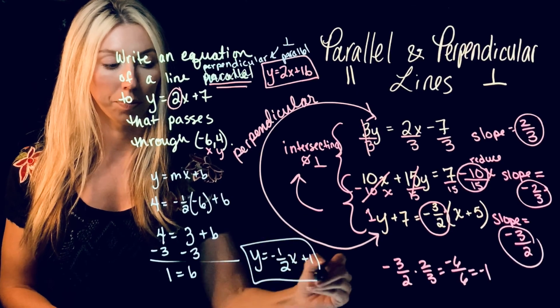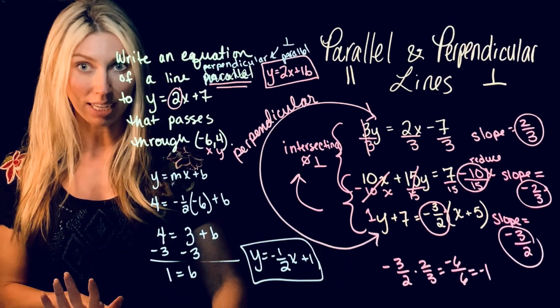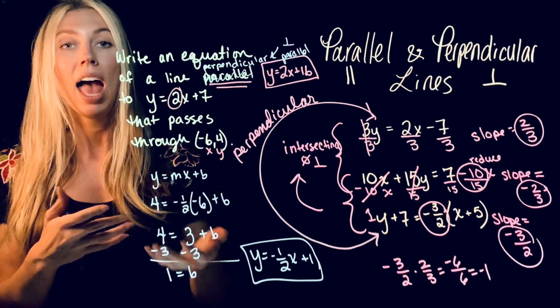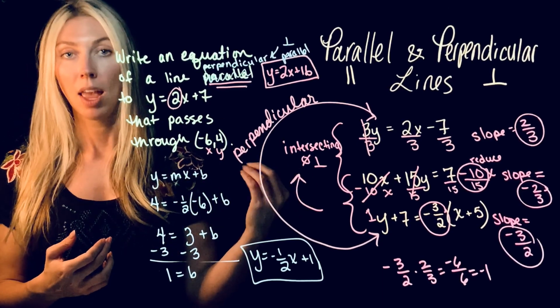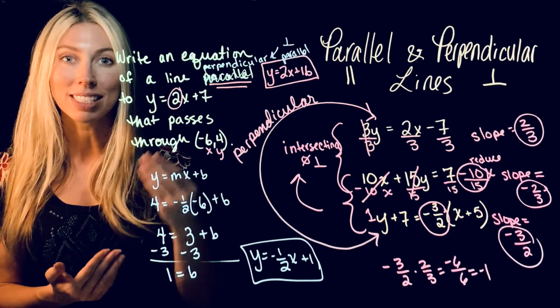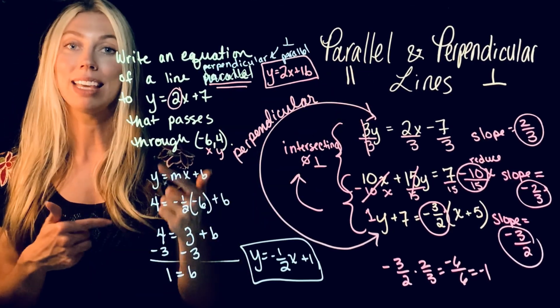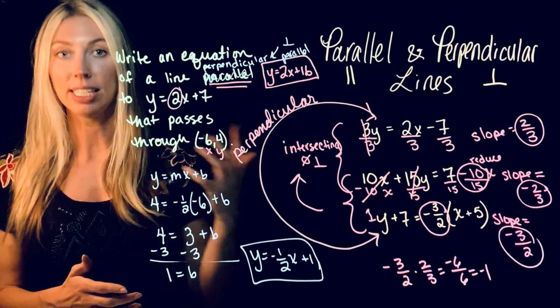So the answer to my perpendicular line would be y equals negative 1/2 x plus 1. So the process is that you're going to take the original equation that they gave you and determine its slope. From there, you're either going to use the same slope if it needs to be parallel, or you're going to make it the opposite reciprocal if it needs to be perpendicular.